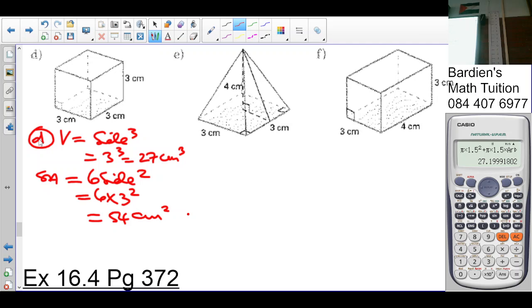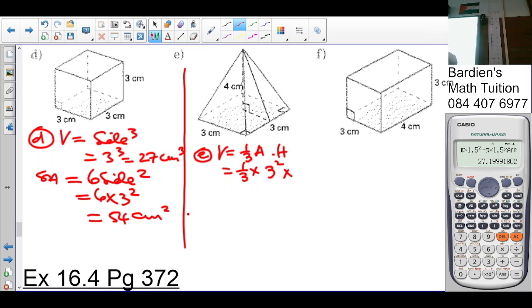Let's look at E. What type of shape is E? It's a square base pyramid. So how do you calculate the volume of a square base pyramid? A third area of base times height. So it's going to be a third times the area of a square, side squared. So it's 3 squared times 4. So 9 times 4 divided by 3 is 12 centimeters cubed. For the surface area, how do you calculate surface area?